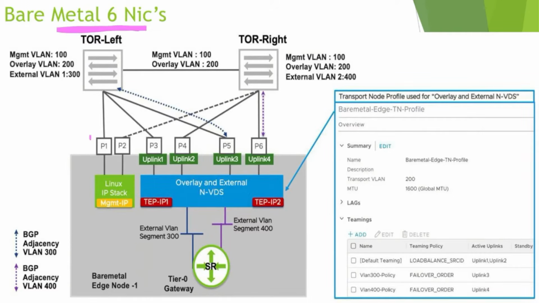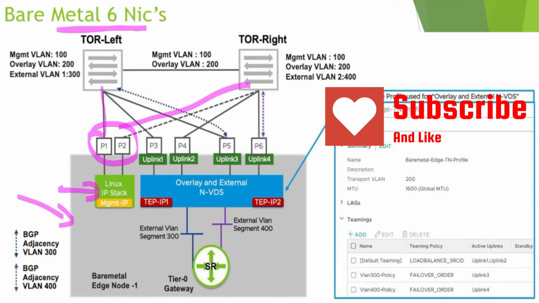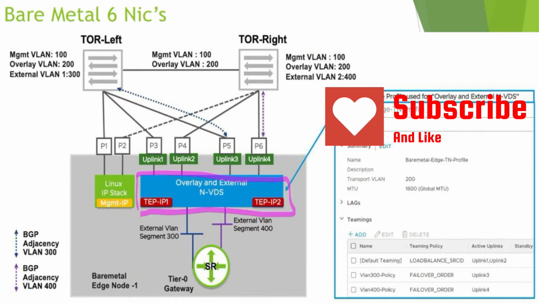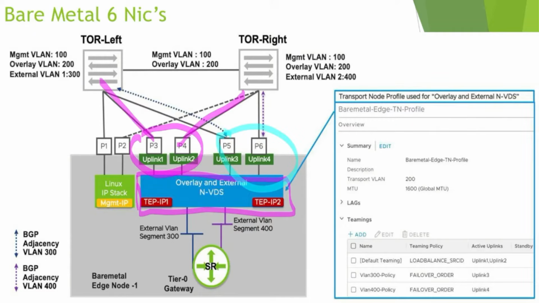So I could have 2 NICs for management. So this is my Linux stack. I would install the edge software onto this bare metal box, and I'll use 2 NICs for my management, and I have redundancy. Notice I'll create a single NSX virtual distributed switch here, and I'll use 2 links for overlay traffic. That's what the purple is. And I'll use 2 links for VLAN traffic.